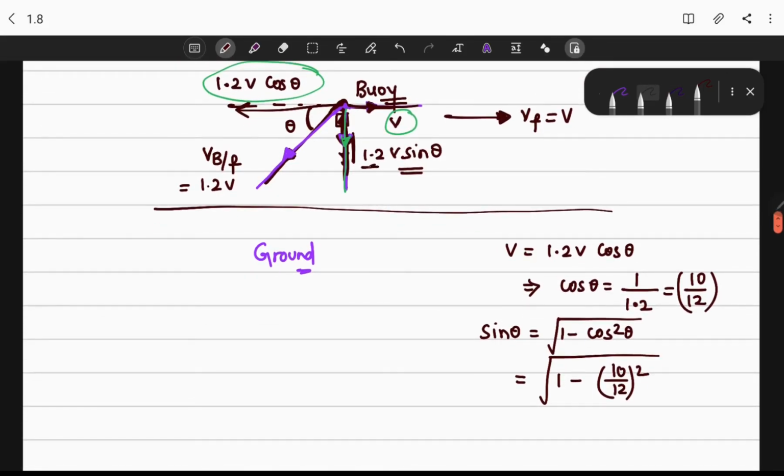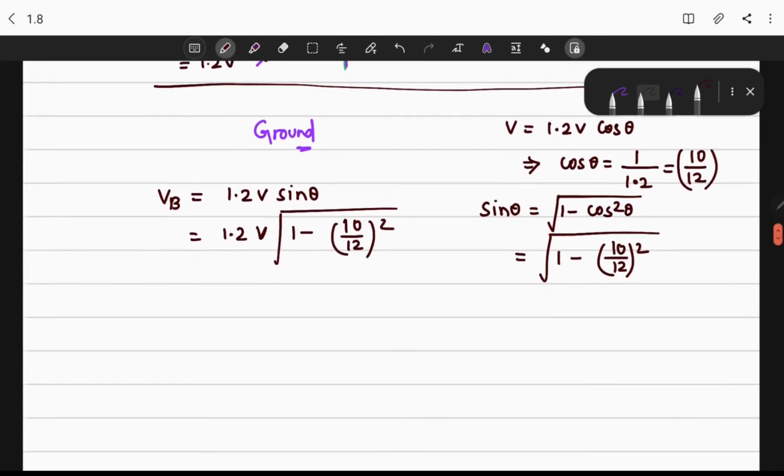And what is the velocity of the boat? The net velocity of the boat we can write as 1.2 v sin theta, so this will equal 1.2 v times the square root of 1 minus (10 upon 12) whole square. If you calculate this, we get the velocity of B equal to 0.663 v.